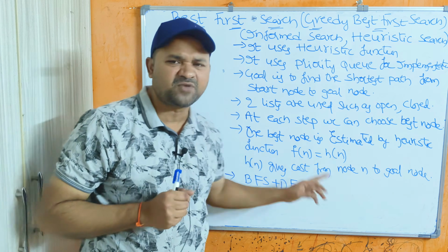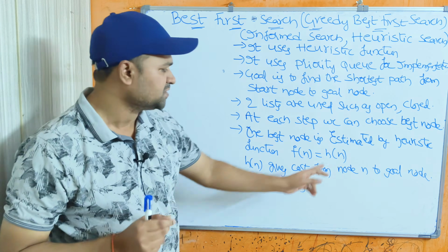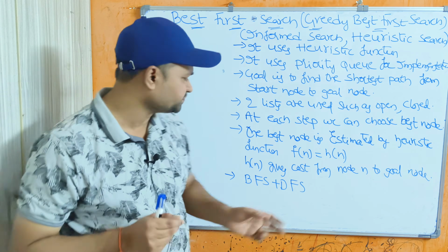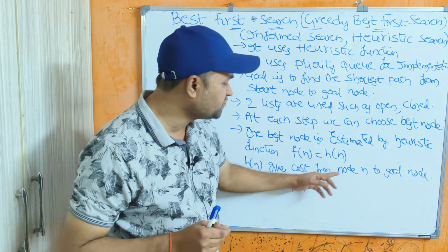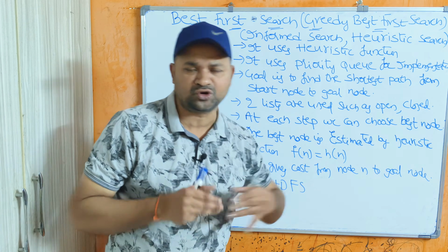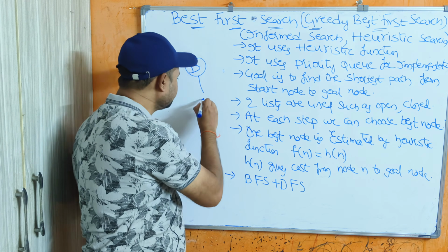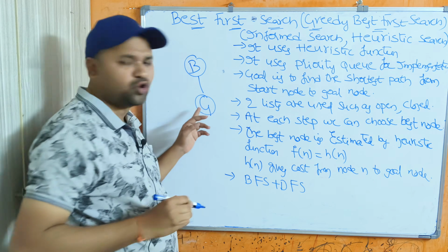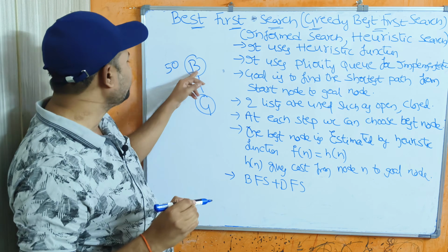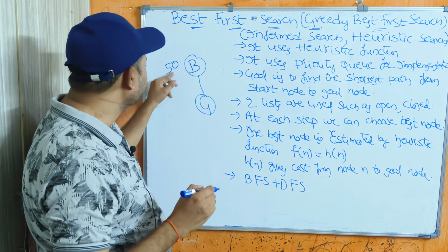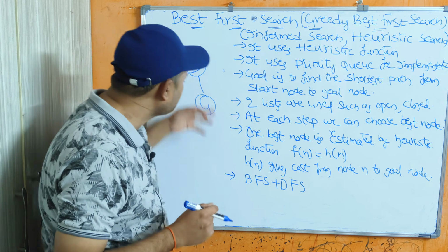So this is the formula for the heuristic function: f(n) = h(n). Here n is nothing but a node. So let's see what h is. h(n) gives the cost from node n to the goal node. So B to C, so this is the goal node. Let the cost be 50. So now f(n) is nothing but 50, the cost from this node to the goal node.